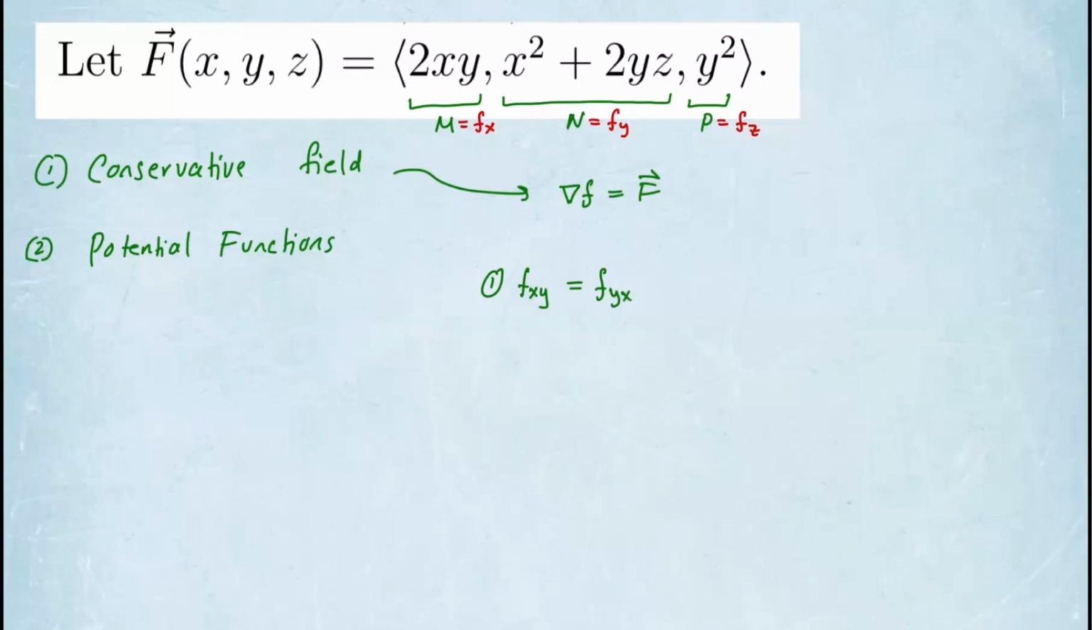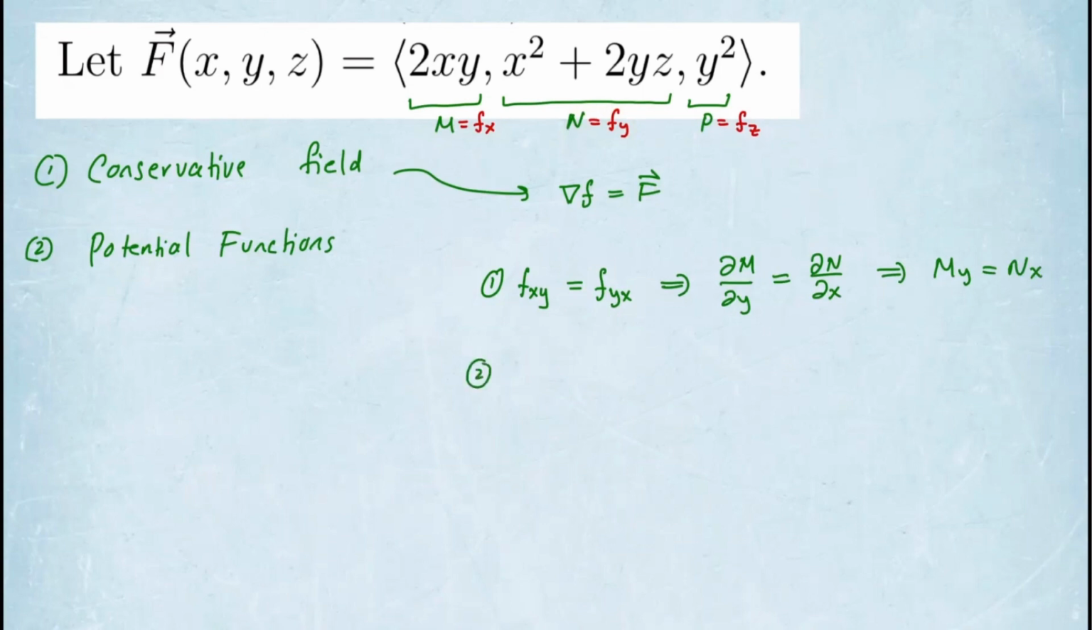So what we're really doing is taking the partial derivative of M, because that's our partial of f with respect to x, and then we take the partial derivative of that with respect to y. We want to show this is equal to the partial of f sub y, that's N, so the partial derivative of N with respect to x. That's one of the second mixed partial derivatives. In simplified form, you can show that M sub y is equal to N sub x.